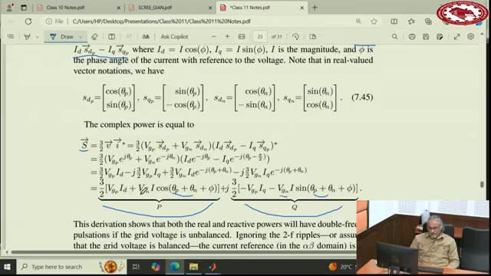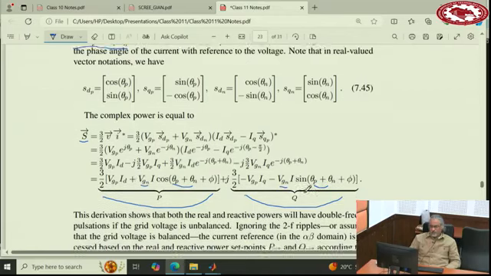In this scenario, if you calculate the complex power, you will see that it will have real power, which has a pulsating term, and reactive power, which has a pulsating term, if the grid voltage is unbalanced. So if the converter generates balanced current and the grid voltage is also balanced, everything is good. Real power is constant, reactive power is constant. If the grid voltage is unbalanced, real power will have pulsations, reactive power will also have pulsations.